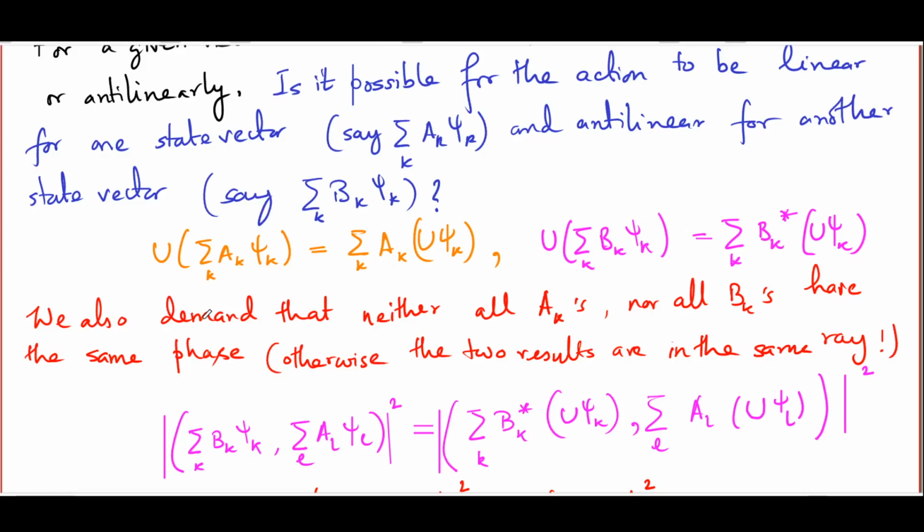So, mod squared of the inner product of sum over k bk psi k with sum over l al psi l is the same as the mod square of the inner product of U acting on sum over k bk psi k and U acting on sum over l al psi l. Since U acting on sum over k bk psi k is sum over k bk star U psi k, but for l you don't have a conjugation, this is the equation that you have to obey.